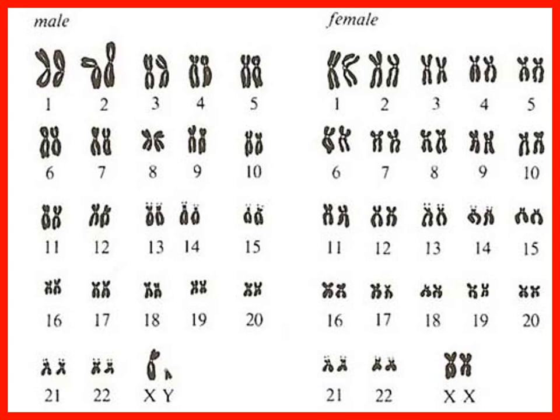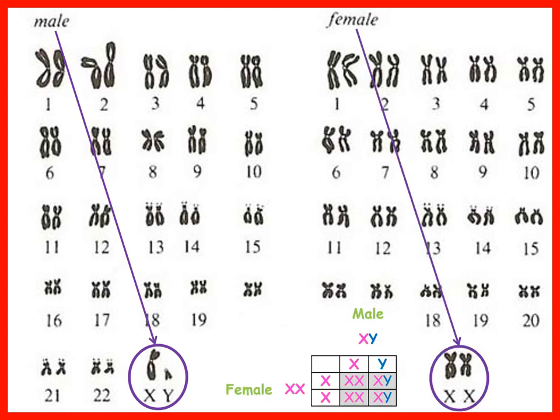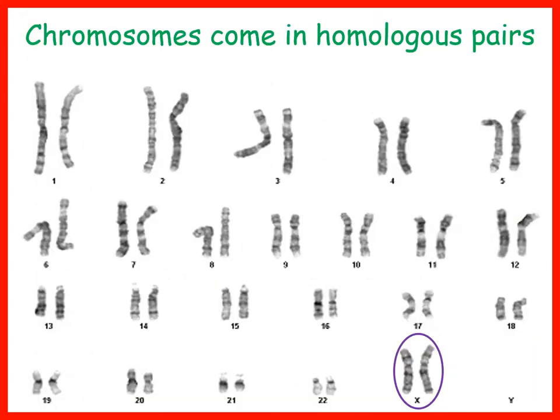Okay, in GCSE, you would have learnt the difference between a male and female in terms of their karyotype. So you can see in the sex chromosomes, males are XY and females are XX. And if we were then to look at the probability of an offspring having a sex that is either male or female, we know that it is 50-50, or 50% chance.